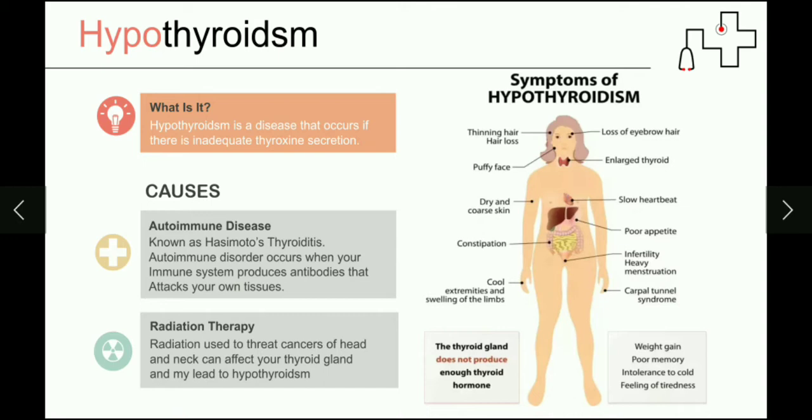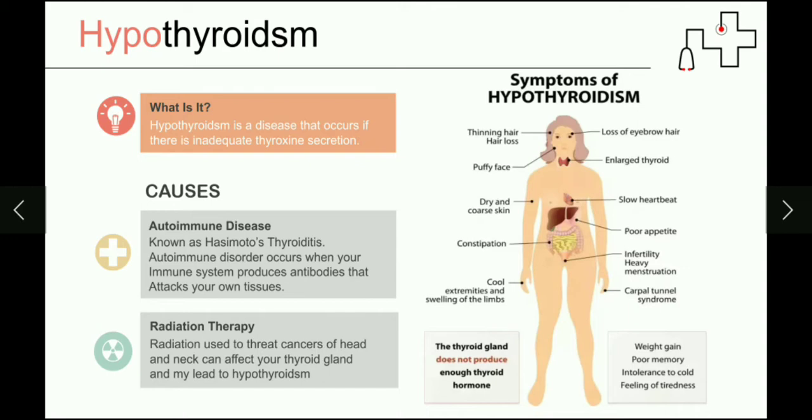The causes of this disease are the autoimmune disease, known as Hashimoto's thyroiditis. An autoimmune disorder occurs when your immune system produces antibodies that attack your own tissues. Next, radiation therapy such as X-ray could also lead to hypothyroidism. Radiation used to treat cancers of the head and neck can affect your thyroid gland and may lead to hypothyroidism.